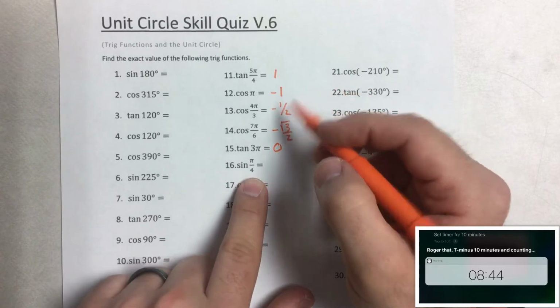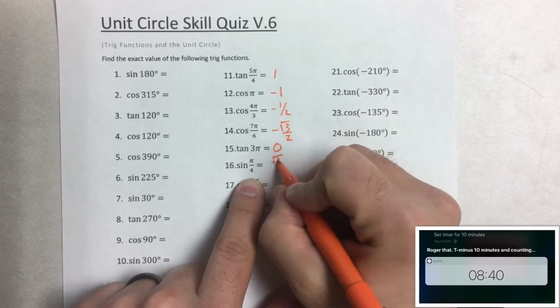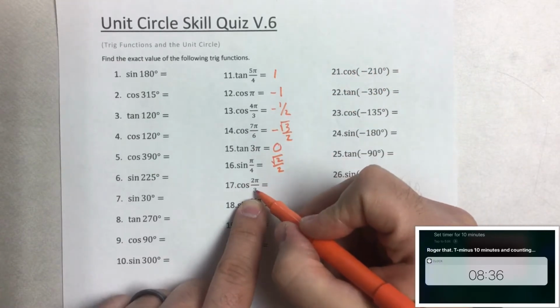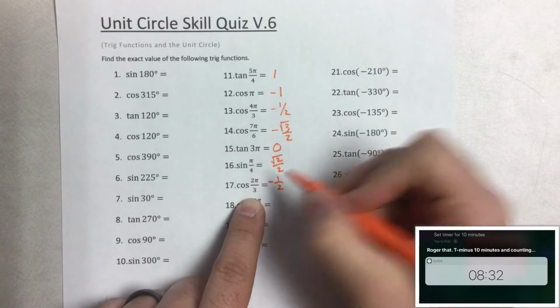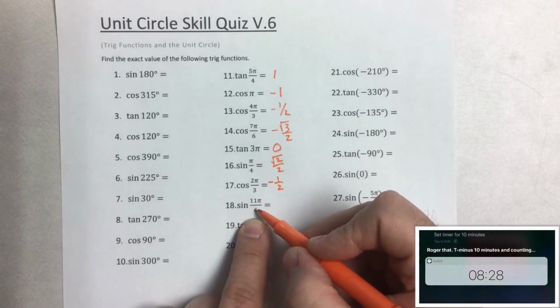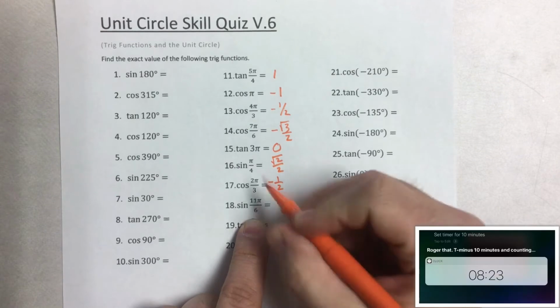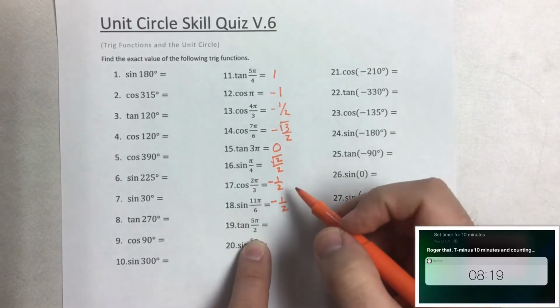So pi over 4, so with both sine and cosine, it's going to be square root of 2 over 2. So in the first quadrant, sine's positive. So cosine of 2/3, you saw up here, it's going to be 1/2. So this is in the second quadrant, which makes cosine negative. Then the sine of a sixth, so sine of a sixth is 1/2. 11/6 is in the fourth quadrant, which sine is negative.